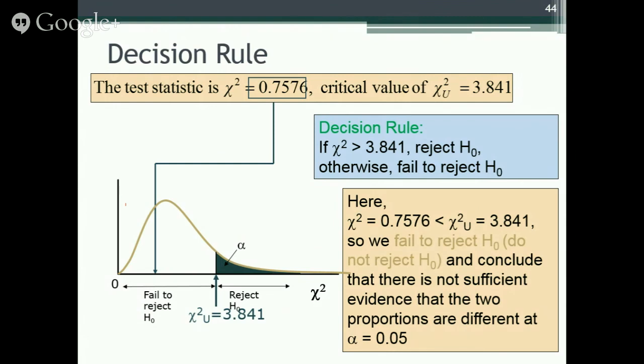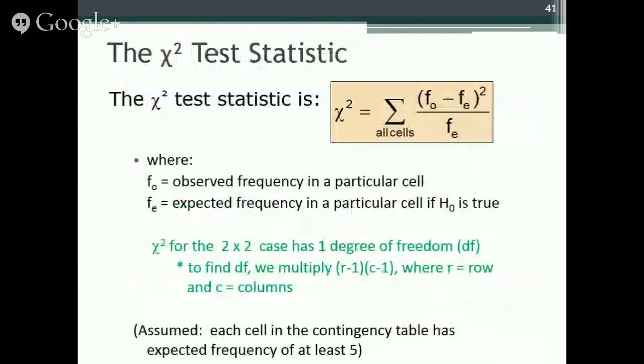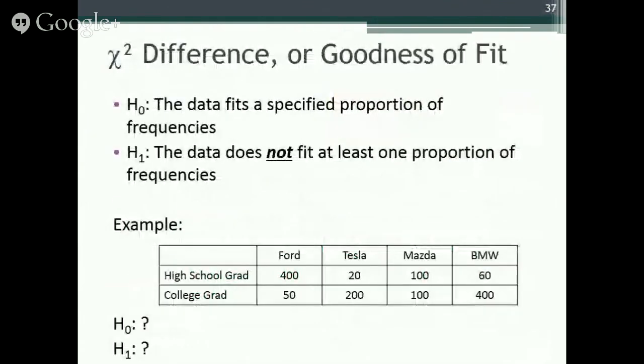Our critical value at 1 degree of freedom, if we were to go to a chi-square table, which you have as a resource listed in the course documents on Blackboard. You can Google a chi-square table as well. You see that chi-square is less than the critical value, so therefore we fail to reject the null hypothesis. We support the null hypothesis. We conclude, what was the null hypothesis? That there's no evidence that the proportions are different, right? Let me go back to that. The null hypothesis said the data fits the proportion of frequencies, so there's no difference, right?